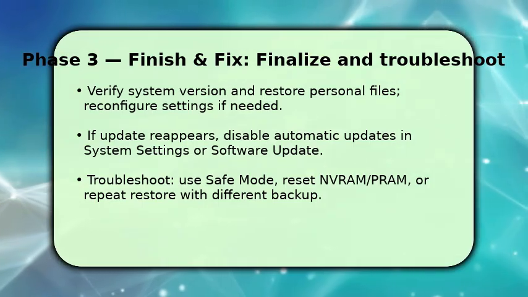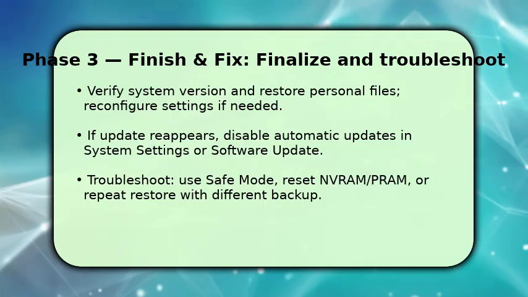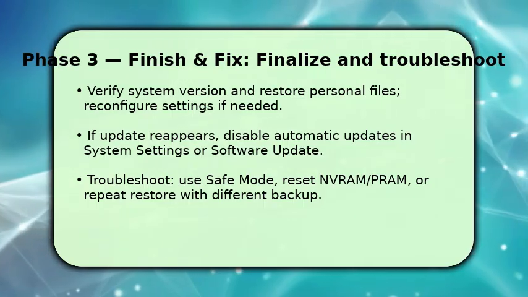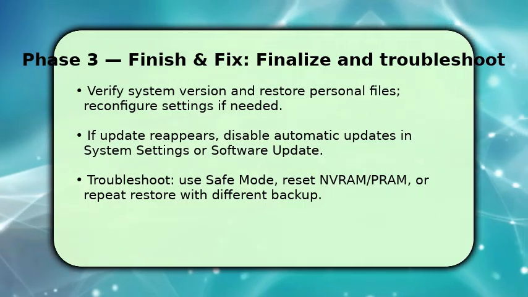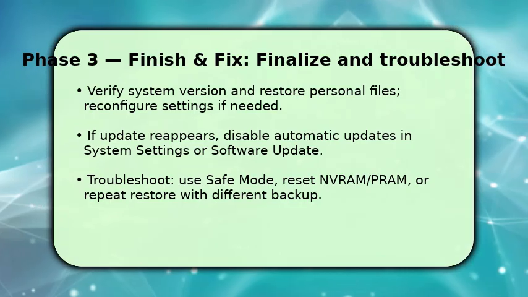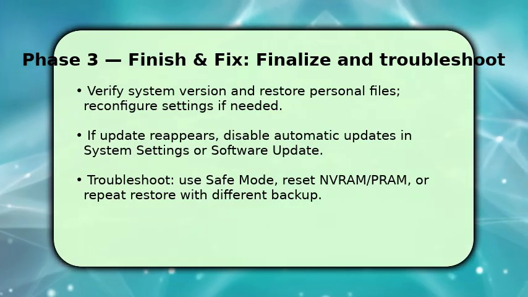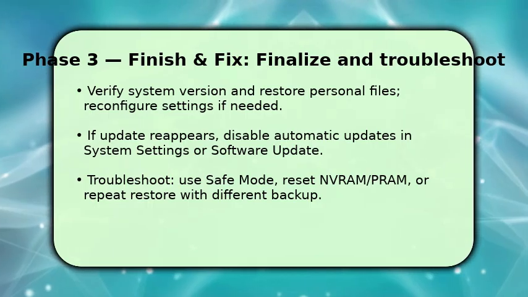If something goes wrong, try Safe Mode, reset NVRAM or PRAM on a Mac, or repeat the restore using an earlier backup. If errors persist, capture the error text and retry the process. That detail tells you whether media.